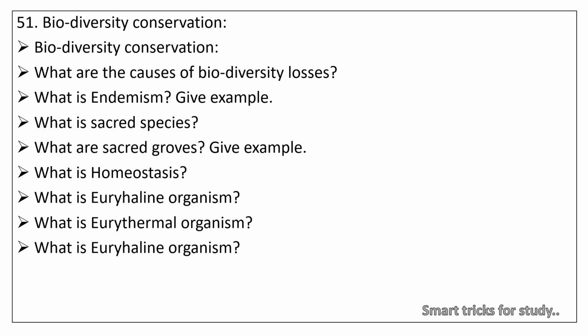51. Biodiversity conservation. What are the causes of biodiversity losses? What is endemism? Give example. What is sacred species? What are sacred groves? Give example. What is homeostasis? What is euryhaline organism? What is eurythermal organism? This ends important questions.